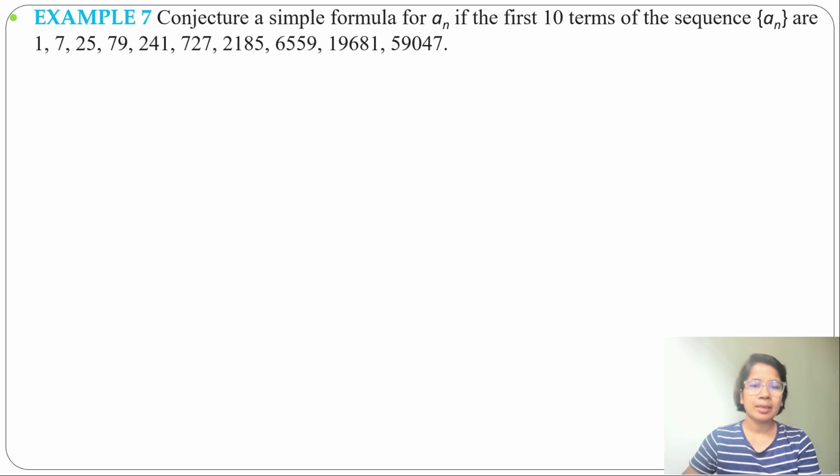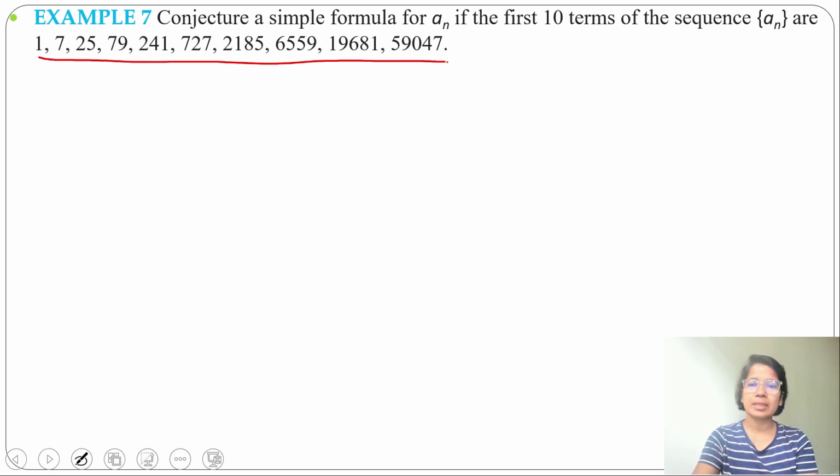Example 7. Conjecture a simple formula for an if the first 10 terms of the sequence an are 1, 7, 25, 79, 241, 727, 2185, 6559, 19681, 59047. So here one sequence is given and it is asking to find the formula for an.